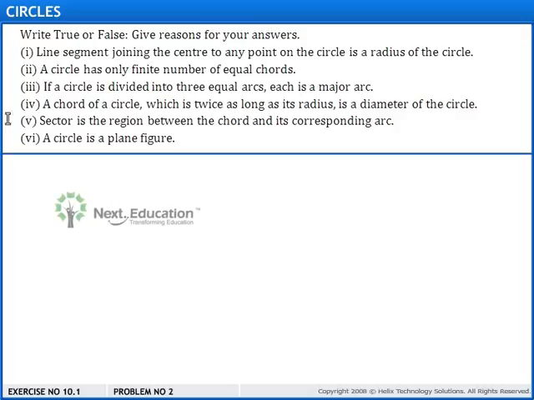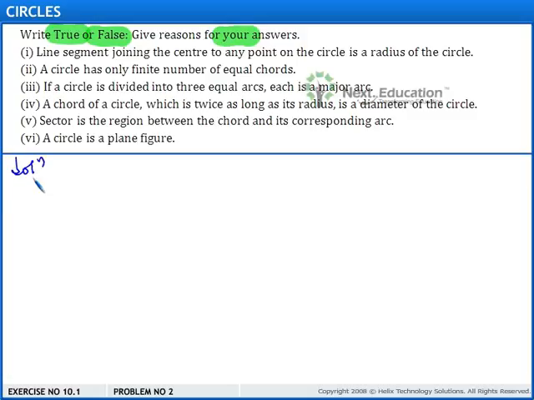In this question, we have to answer whether the given statements are true or false, and also we have to give reasons for our answers. The first statement says, a line segment joining the center to any point on the circle is the radius of the circle.